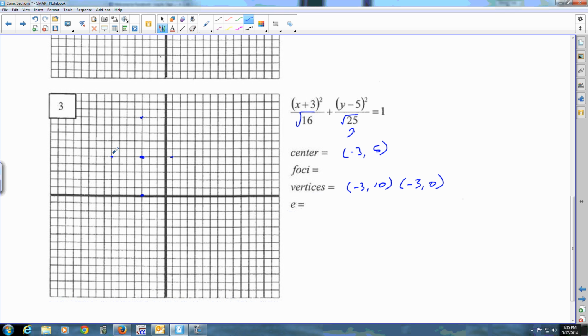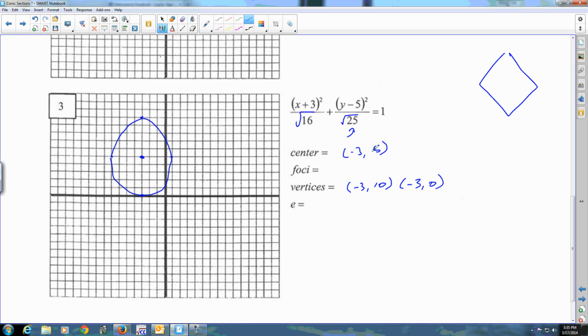Now, how to draw your ellipse? Just freehand it. Try not to make it look like a diamond. Try and curve the thing as you go. Got a little flat there, but whoops, a little flat there. Okay. Just don't make your ellipse look like a diamond. Other than that, I'll be happy.